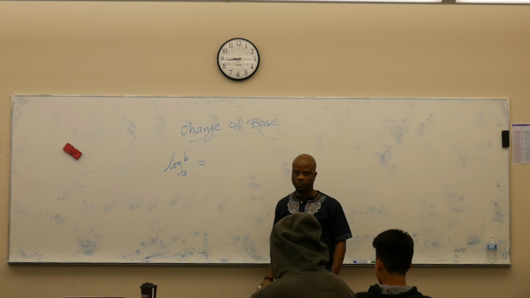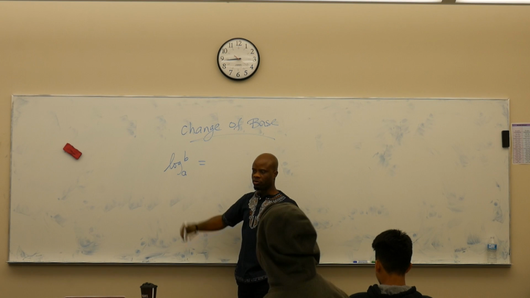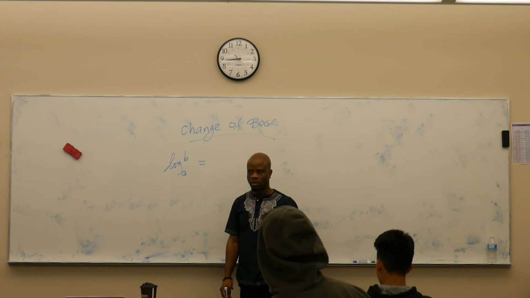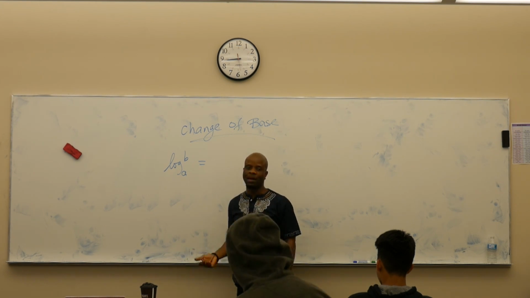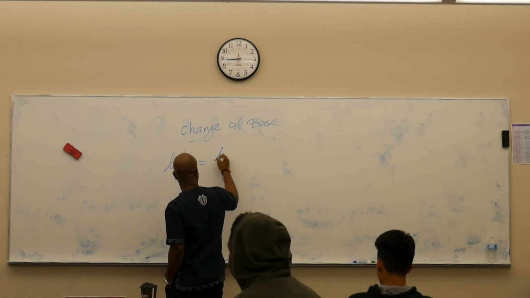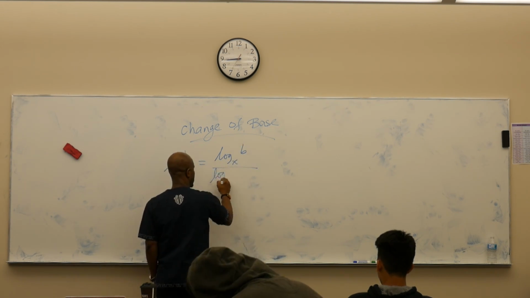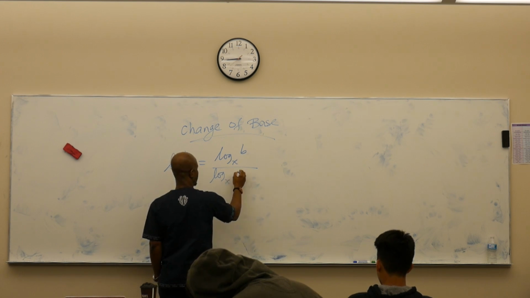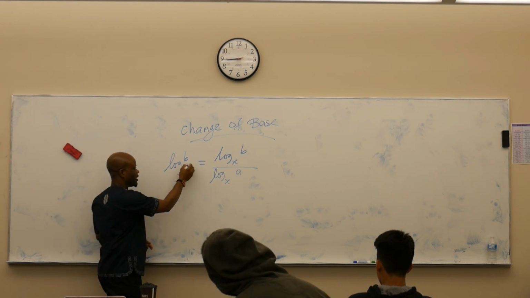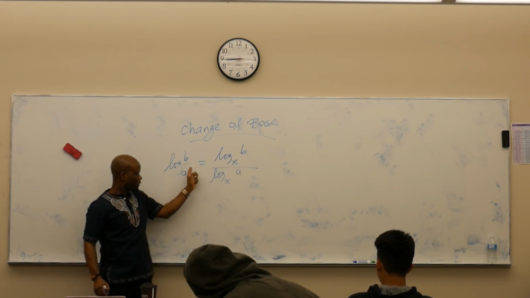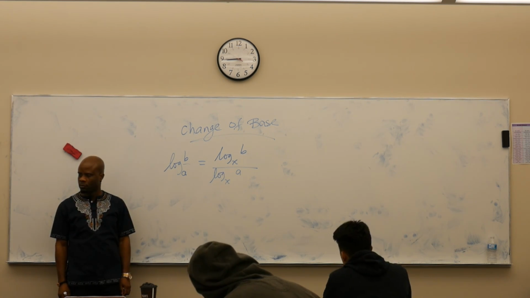If I'm given a log, a base, and an argument, the change of base formula tells me that I can change them to whatever base I want. So I can say the log base x of b over the log base x of a, as long as I have the b over the a. Because again, it's almost like if I drew a line here, this is on top, and this is the bottom of it.